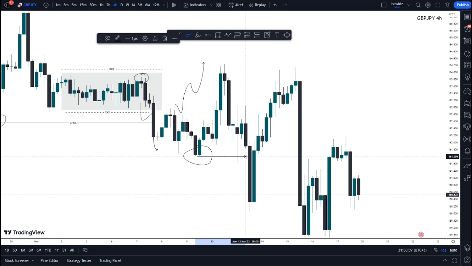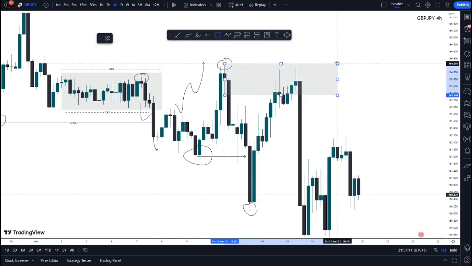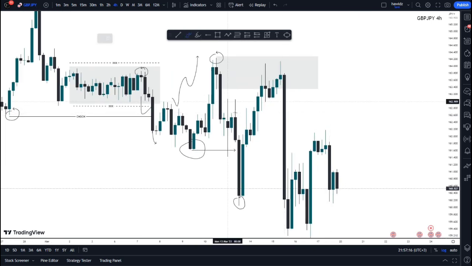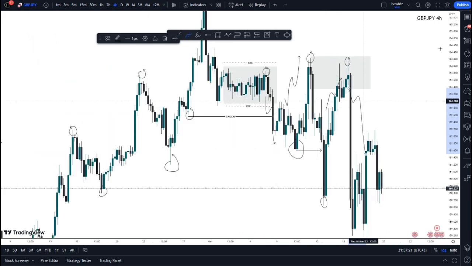So price breaks structure, right? After the change of character, we now see a break of structure that came from a high to create a low, and from there look at what price does. So we had this area here as our area of supply, in which price just retraced into, giving us the entry, and of course going bearish from there.